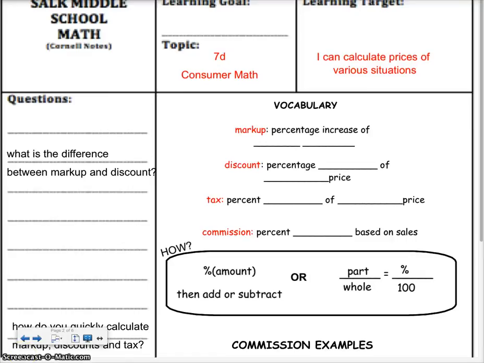Okay, today we're moving on to our last lesson on Unit 7, and it has to deal with consumer math. Your learning target: you can calculate prices of various situations. So you need to know some vocabulary aligned with consumer math.